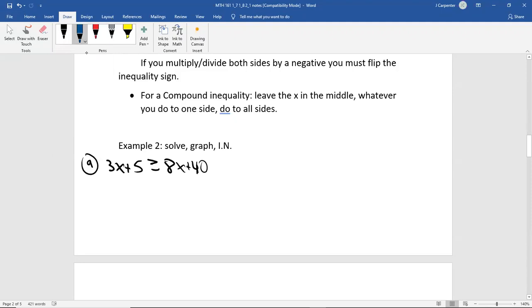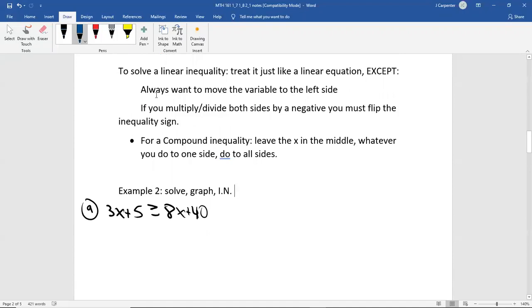All right, so if this was an equation, I would definitely subtract 3x on both sides personally. But this is not an equation, so I'm going to stick with that. Always move the variable to the left side. So again, I'm going against my will if this was an equation, but it's not. I'm going to subtract 8x on both sides.